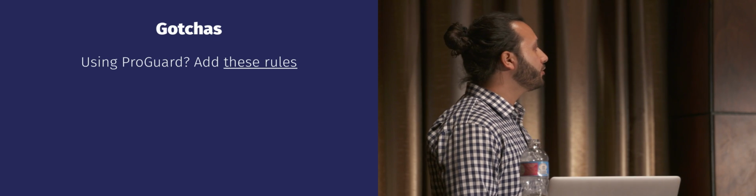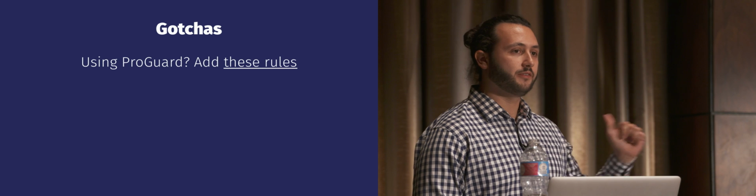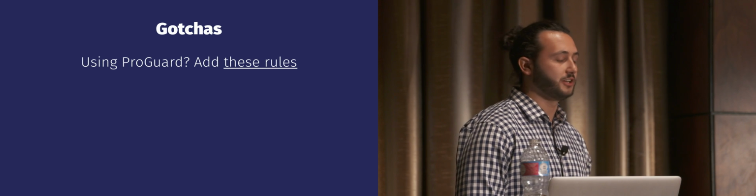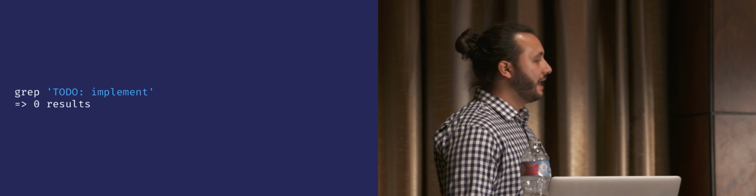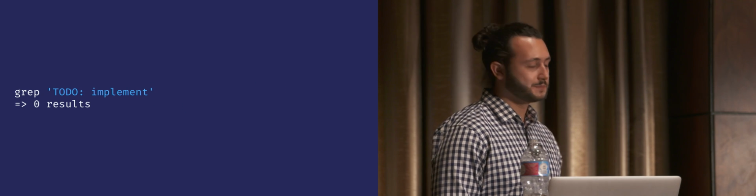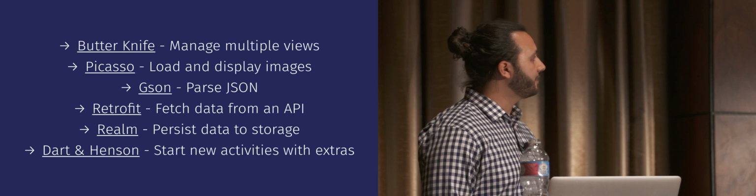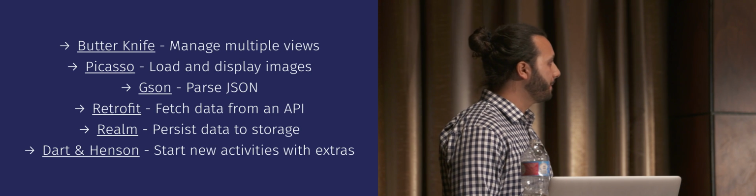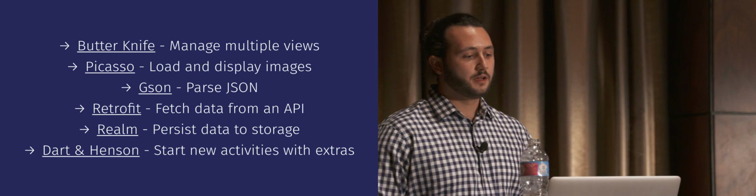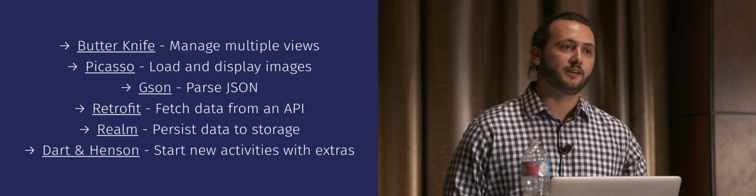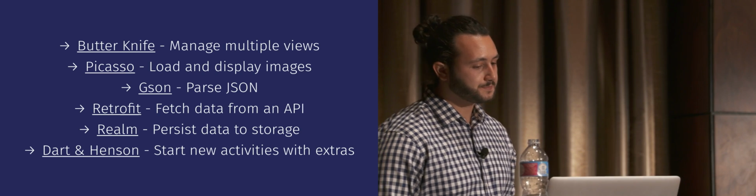One small gotcha, if you're using ProGuard, make sure you add these rules. Again, that's a link that I'll post online. You can check that out. All right, so let's see, is that it? Do we have any more methods to implement? Looks like no. So I think we've created our Tinder for tacos. Here's a list of libraries that we used and what they did. Again, this has links to that.